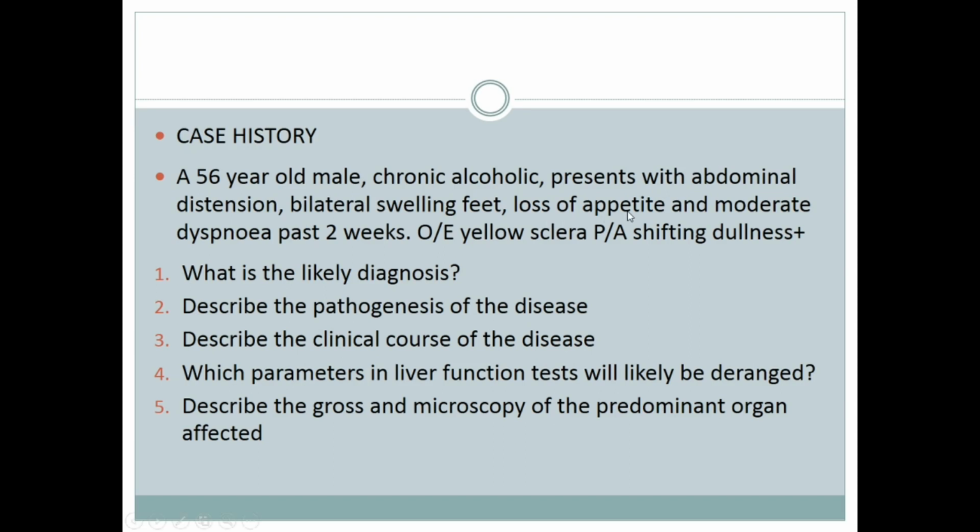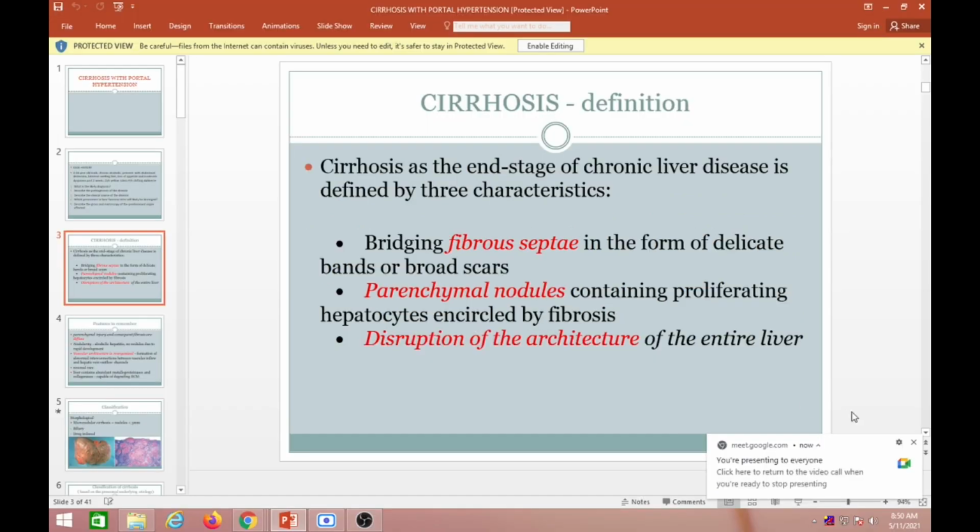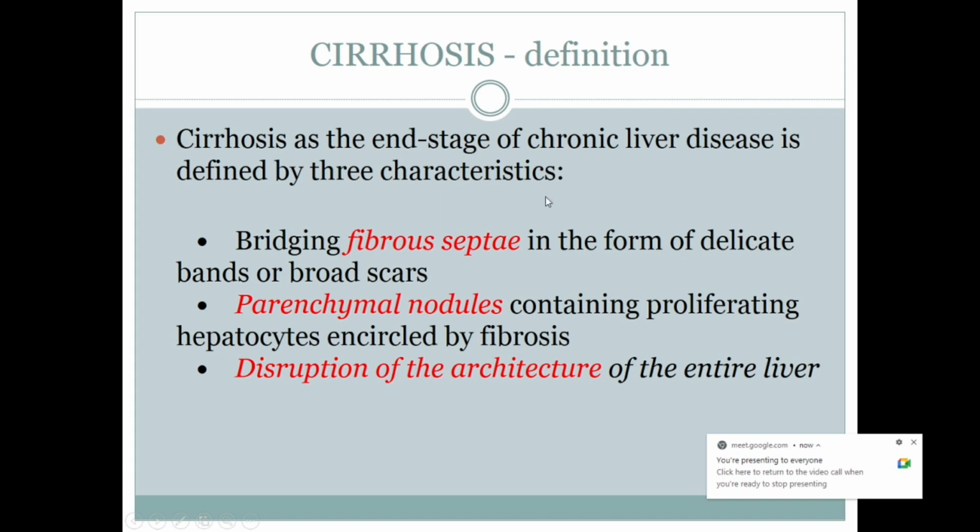Loss of appetite, this happens in many of the diseases. I don't have a proper explanation for that. But moderate dyspnea basically, if there is severe ascites and abdominal distension, the diaphragm is pushed up. So that will compromise on the space of the lung and it can cause dyspnea. Okay, moderate dyspnea. So this is the definition of cirrhosis.